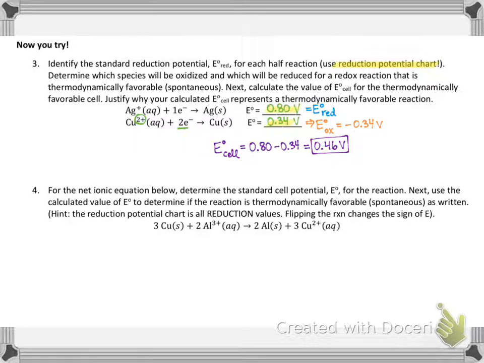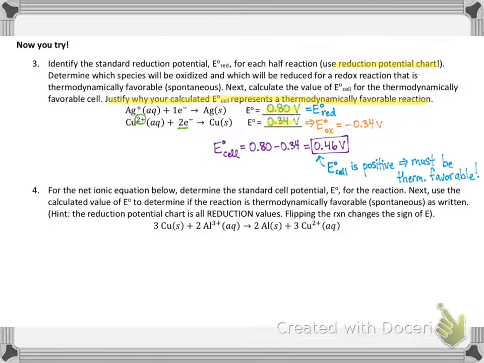Notice they did ask you, how can you justify that this calculated cell potential represents a thermodynamically favorable reaction? Well, it's really straightforward. E cell is positive, therefore it must be a thermodynamically favorable reaction.